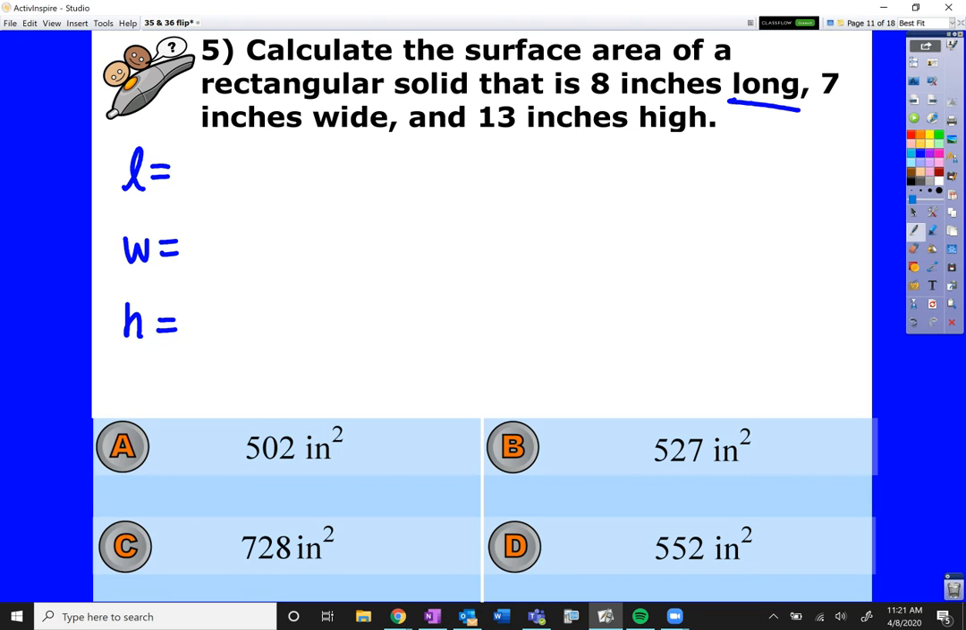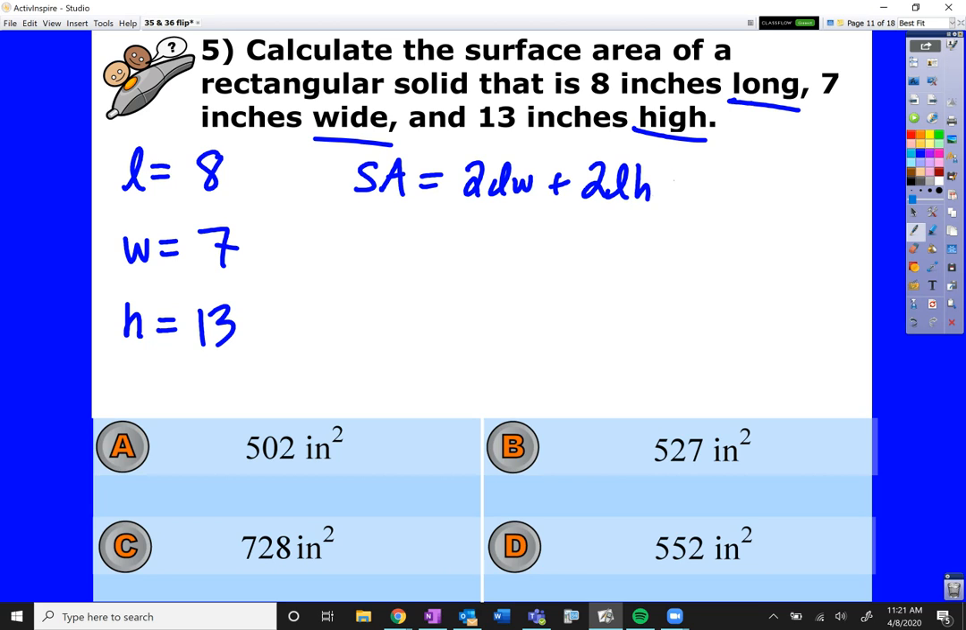It says it's 8 inches long. That's going to be the length. So let's let the length be 8. It's 7 inches wide, so that's our width. And it's 13 inches high, so that's our height. Surface area: 2 times length times width plus 2 times length times height plus 2 times width times height.